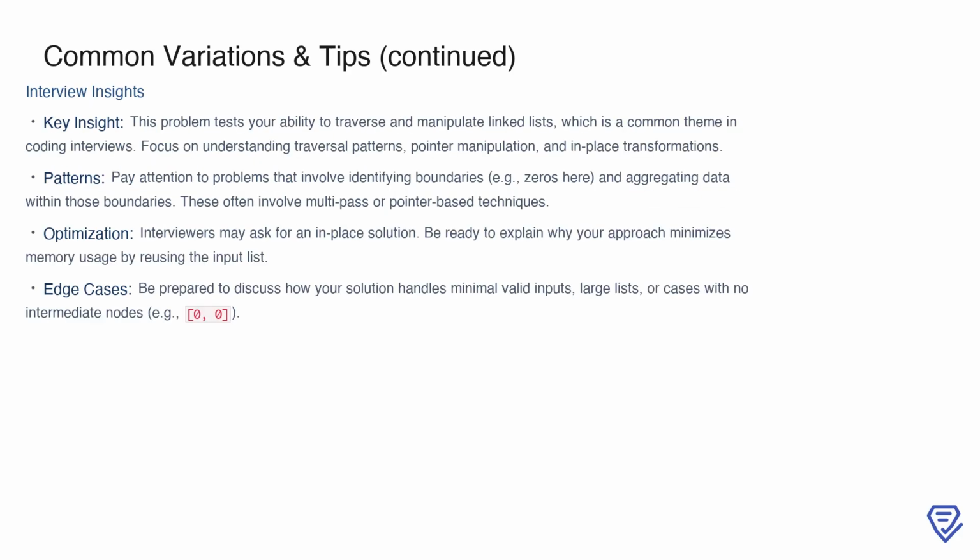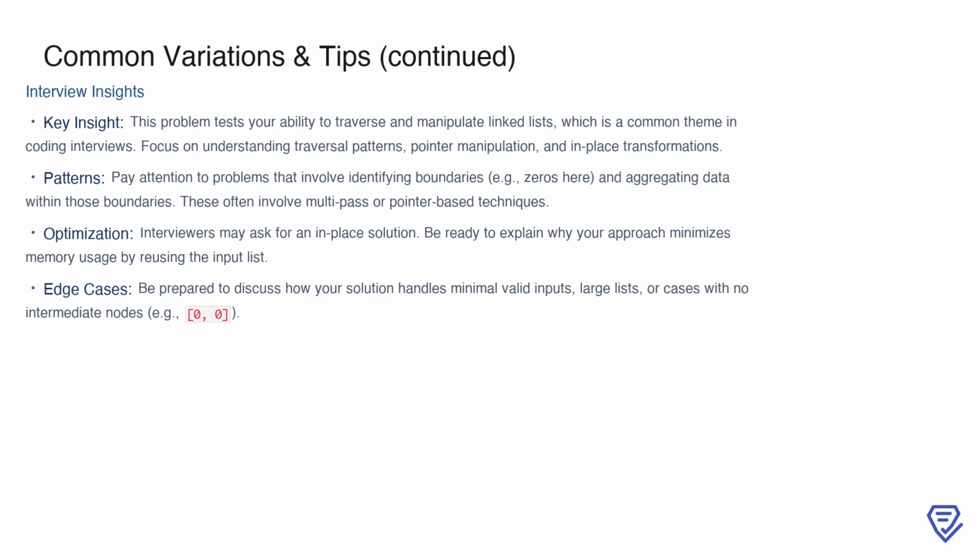From an interview perspective, this problem is a great opportunity to demonstrate your ability to work with linked lists. At its core, it tests your understanding of traversal patterns, pointer manipulation, and in-place transformations, key concepts that are essential for linked list problems. Another major theme in this problem is identifying boundaries, such as the zeros in this case, and aggregating data within those boundaries. This pattern is common in many linked list and array-based questions.